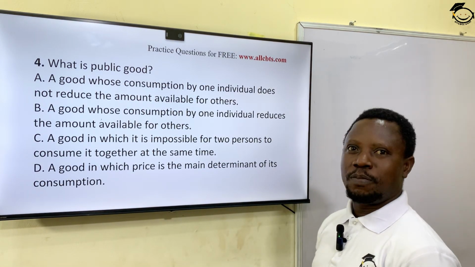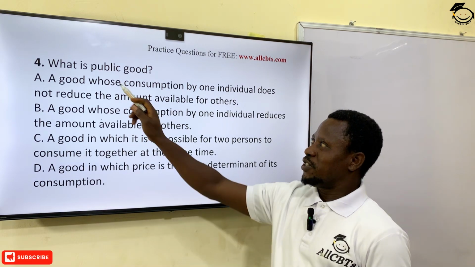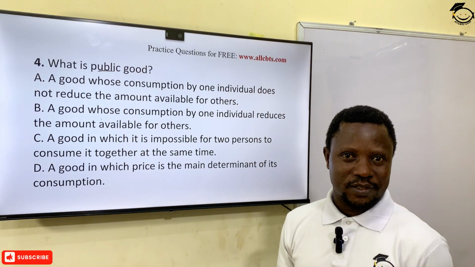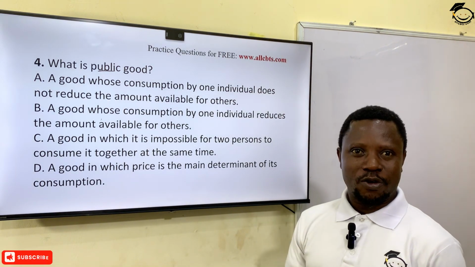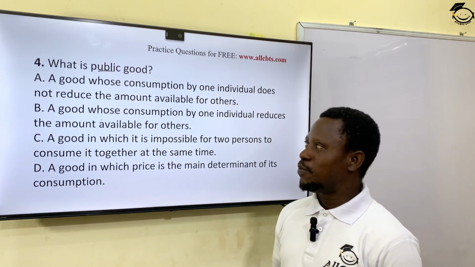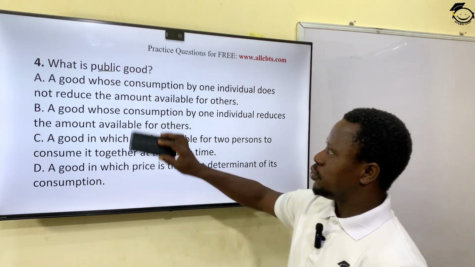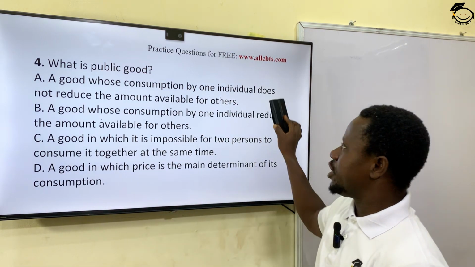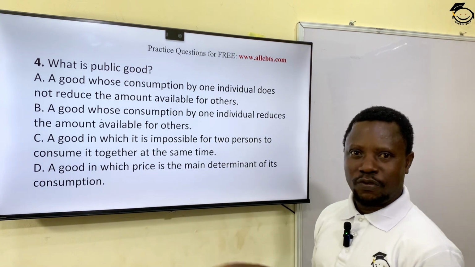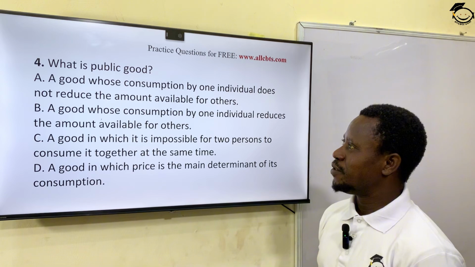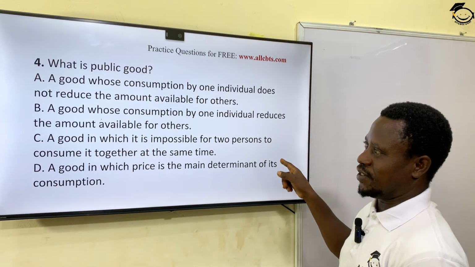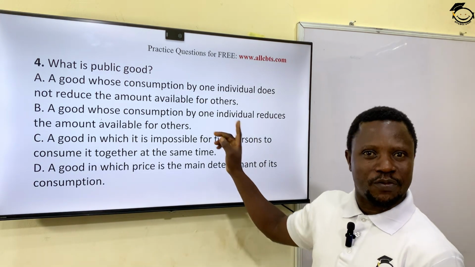What is a public good? A public good is a good that's available to all, to everybody in a society. Are you with me? All of us can consume it. So let's see which of these options properly interprets a public good. A, a good whose consumption by one individual does not reduce the amount available for others. B, a good whose consumption by one individual reduces. This is the opposite. B is the opposite of A.